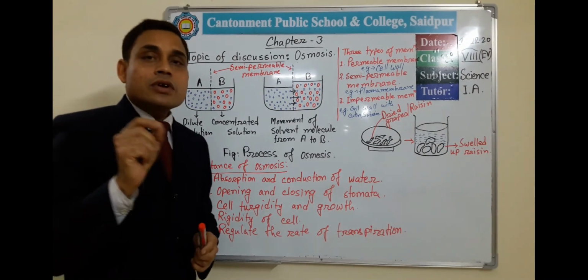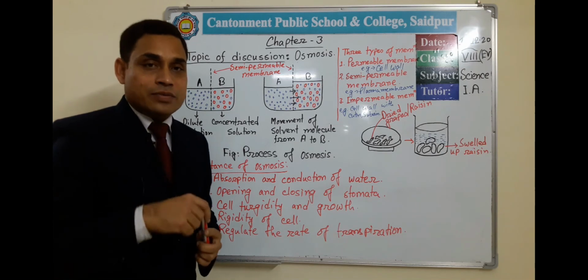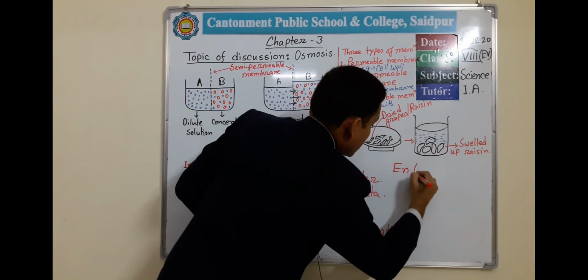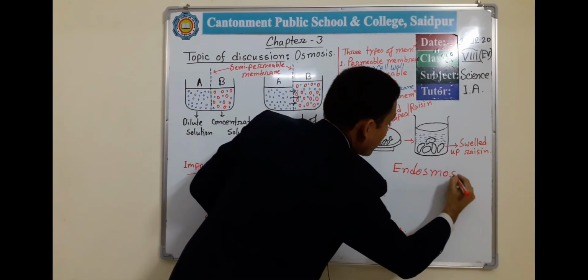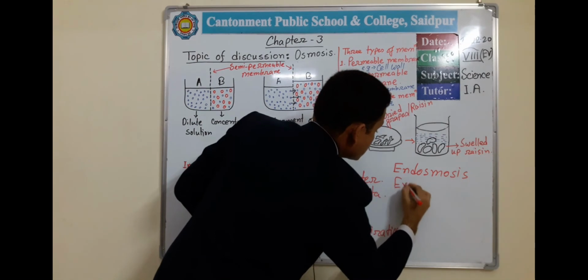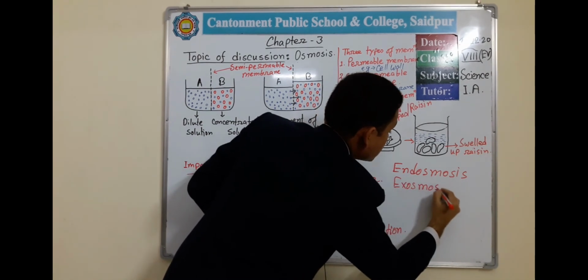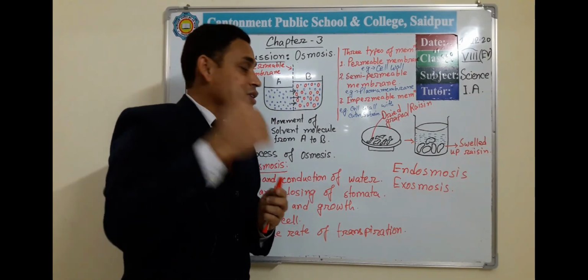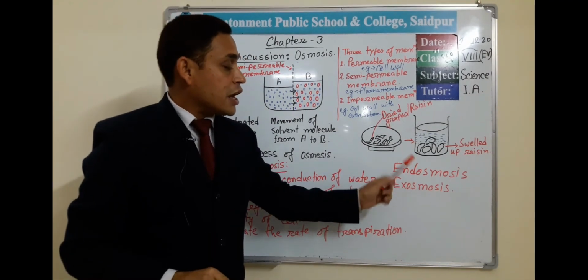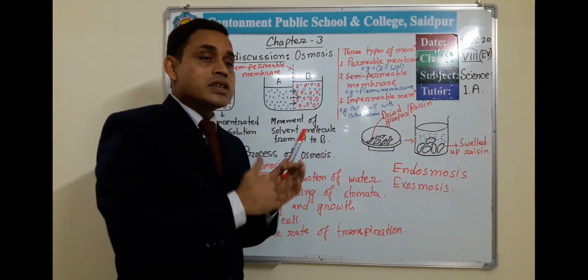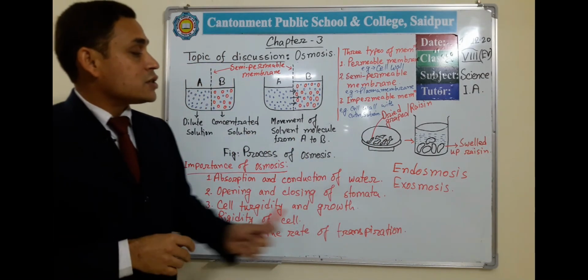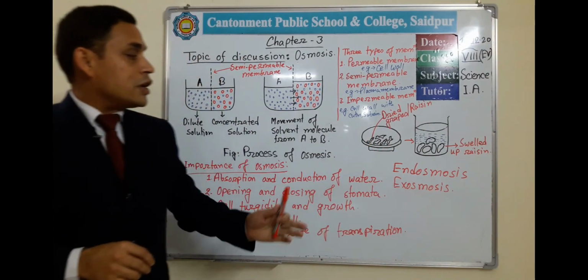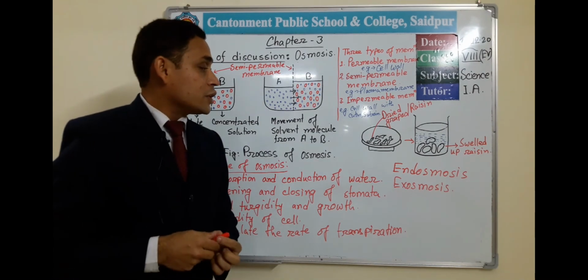This is types of osmosis. Osmosis is of two types. This is not present in your book. One is endosmosis and the second one is exosmosis. This is very easy. When water enters from outside to the inner side of the cell, this is endosmosis, and when water comes out from the cell to the outer environment, this is called exosmosis. This is not mentioned in your book, but if you learn this, it will help you in future.